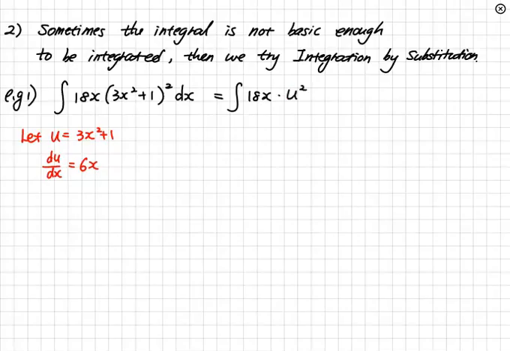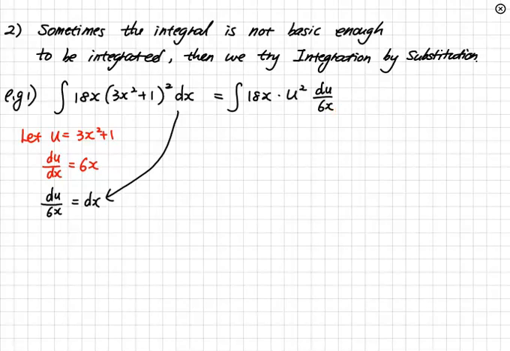Now, you notice that we start to introduce a new letter. We want to actually make everything in terms of u instead of x. So that means I can't really have dx. So what we're going to do is we're going to use this part here. We have to do one more thing. We're going to rearrange it. So we have du over 6x equals dx. So now we're going to replace the dx in the original question with du on 6x.